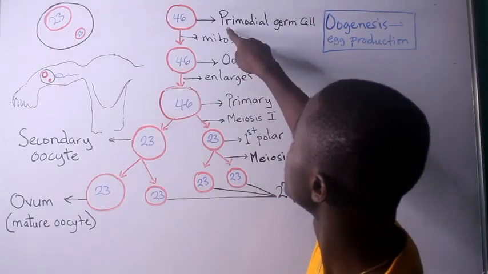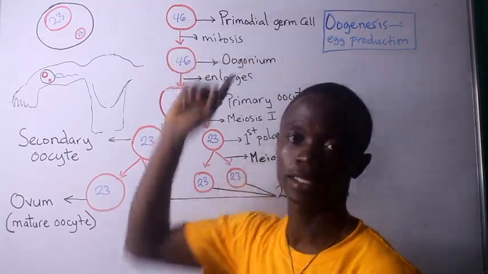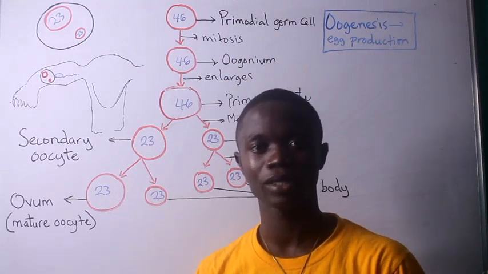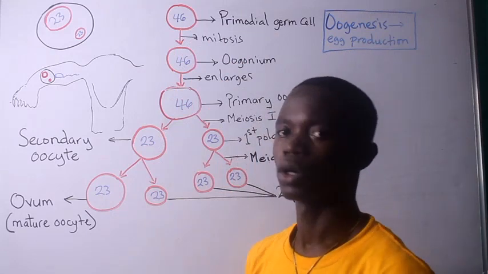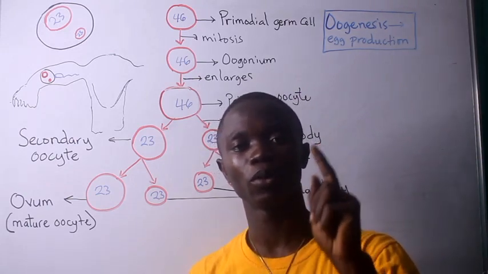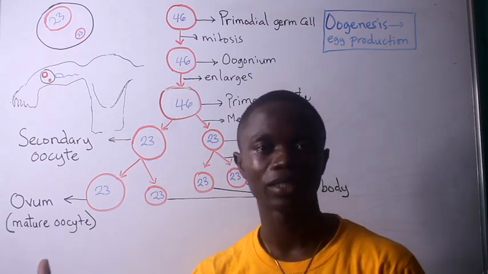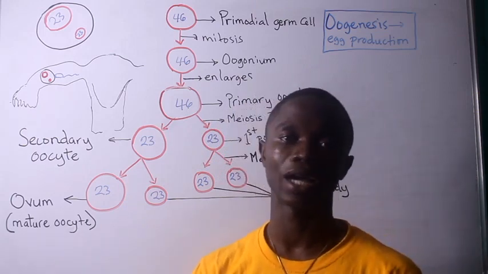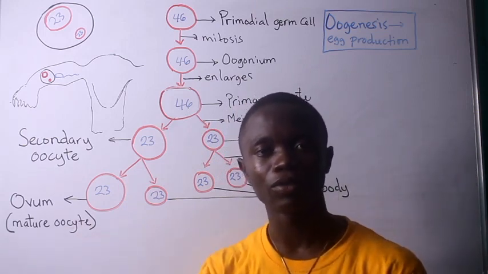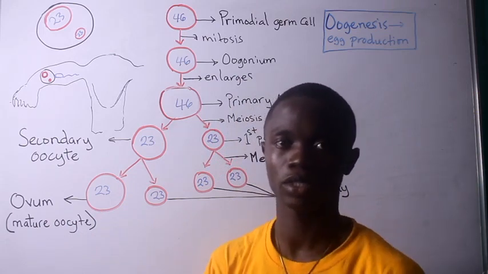So how do you produce an egg that comes in your tube every month as a female? You have a stem cell called the primordial germ cell. It has 46 chromosomes. It's a diploid stem cell. Remember, you were told that each of the cells in your body has 46 chromosomes, 23 maternal and 23 paternal. That means you inherited 23 from your mother and 23 from your father.